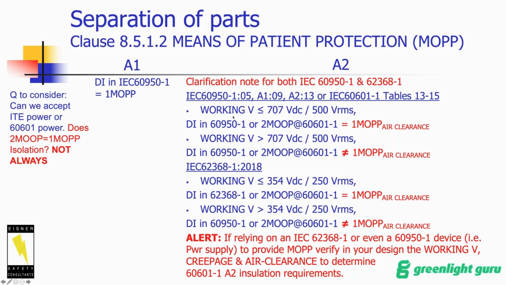So your isolation barrier between, say, mains and secondary, once you get up to 707 volts DC or 500 VRMS, for 2 means of protection, operator protection, you're okay. But once you go over that, we can't guarantee it, and you're going to have to look at the tables and determine if it's okay. But for 62368, it's that 354 volts DC or 250 VRMS. For a switch mode power supply, that could be a problem. And so you're going to have to look at your working voltage, your creepages and clearances, which is spacings. So another way to look at this is, if you don't want to have these problems, use a 601 power supply, then you don't have these problems.